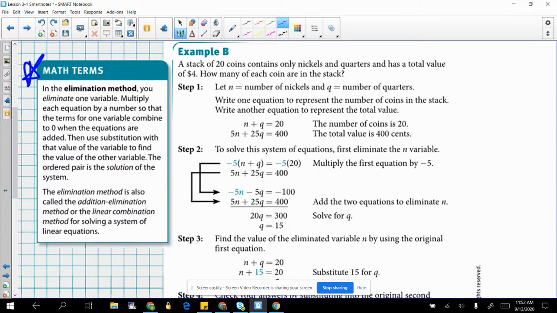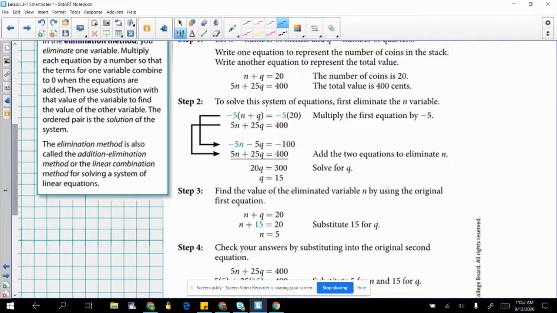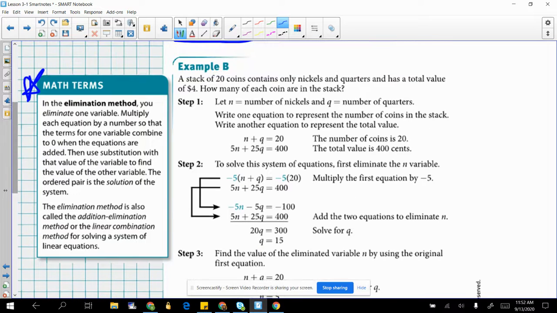Okay. It says write one equation to represent the number of coins in the stack and write another equation to represent the total value. Well, they told us that there are nickels and quarters and 20 coins. So the first equation is however many nickels plus however many quarters, so n plus q equals the 20 coins. Okay, so the number of coins is 20.